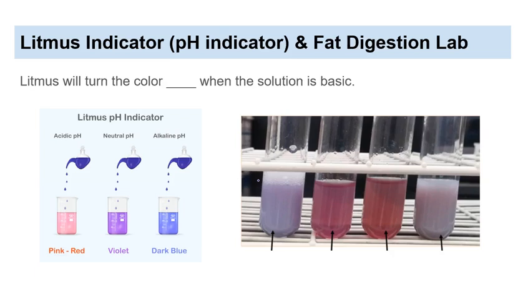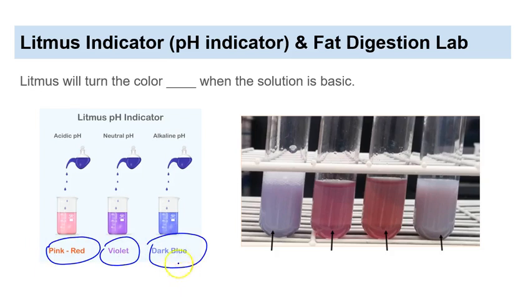And also we use the litmus indicator, which is a pH indicator. We used this during our fat digestion lab. Litmus will turn the color to dark blue when the solution is basic, and to red or pink when the solution is acidic. So as you can see in this picture, we can get these three colors with the litmus.